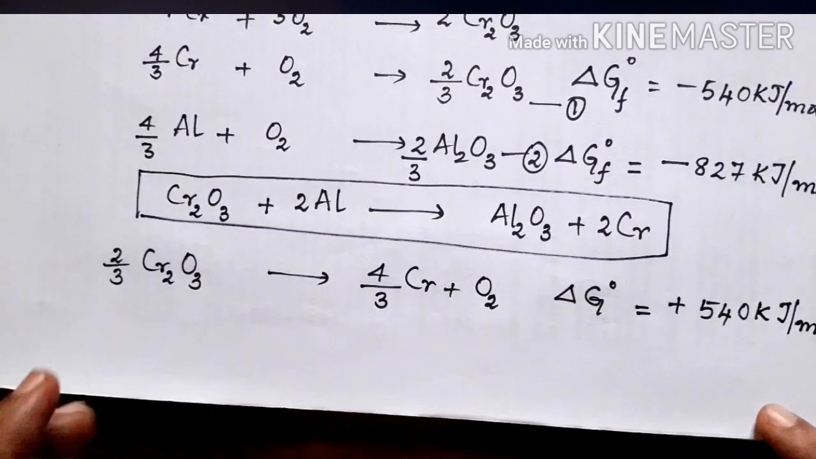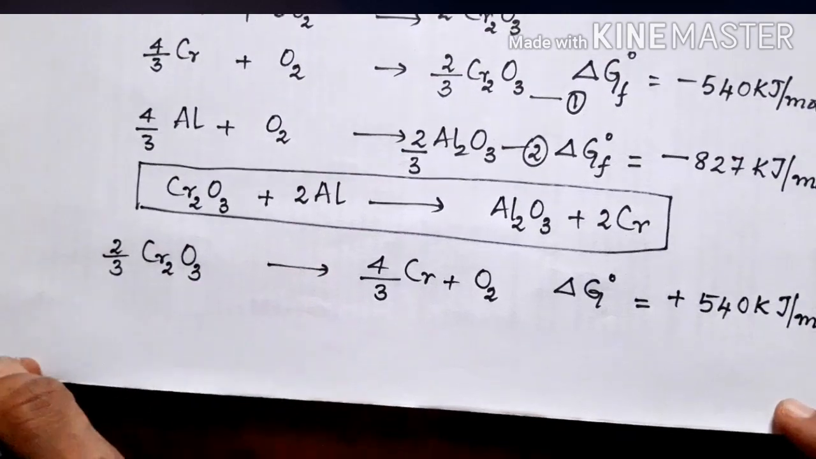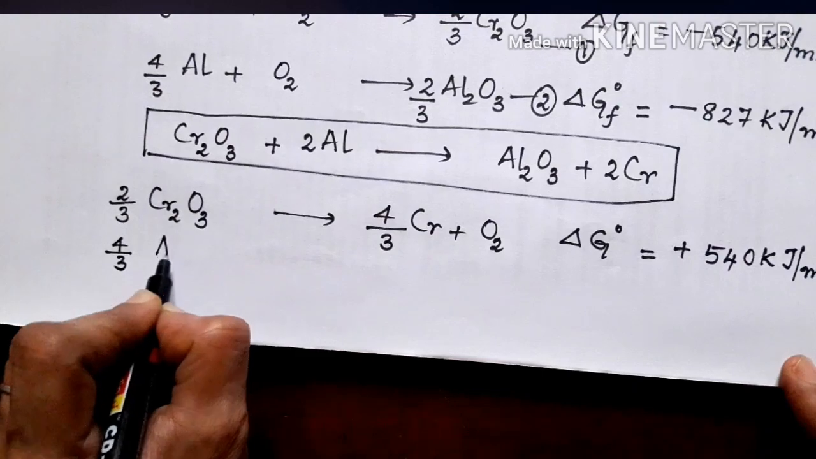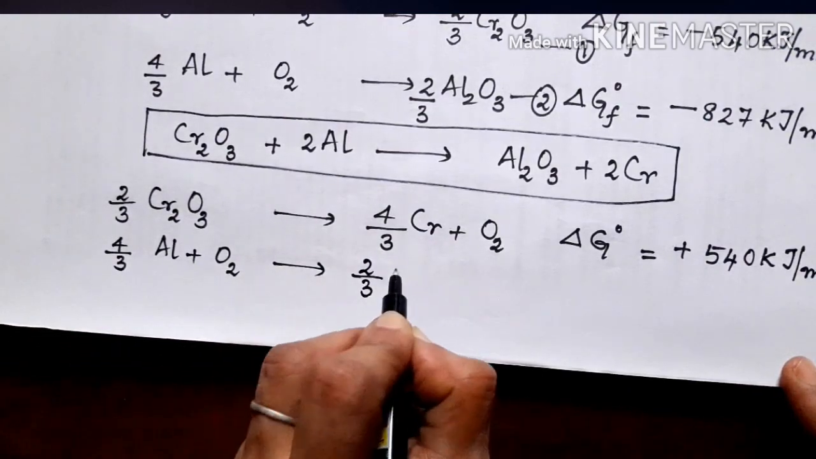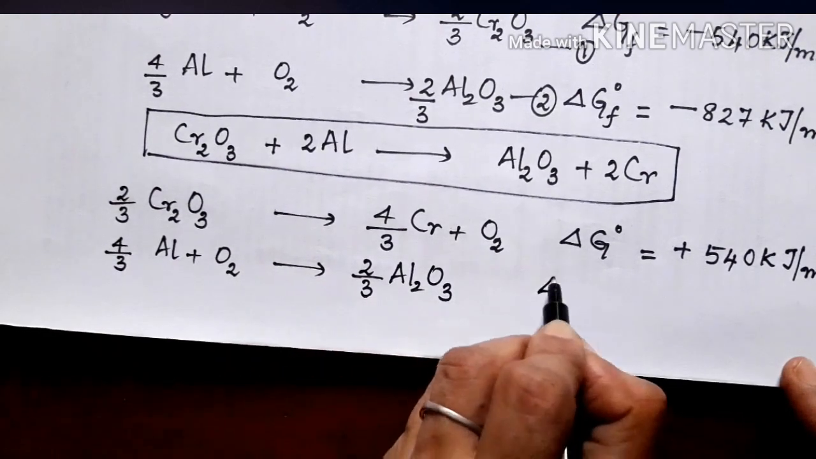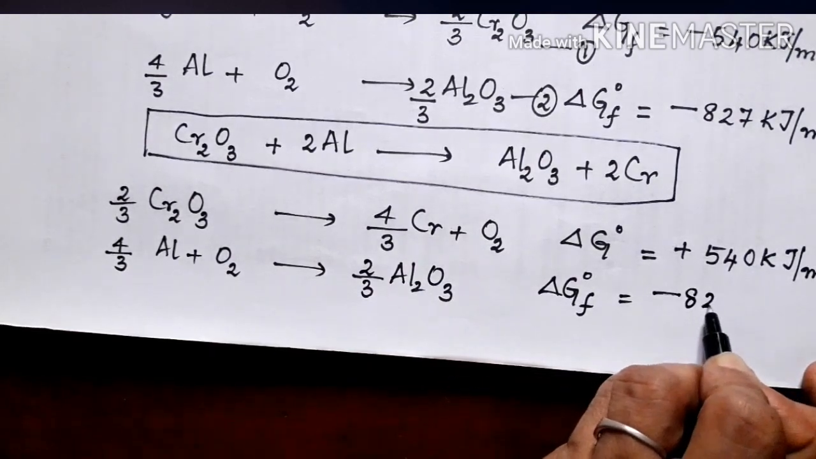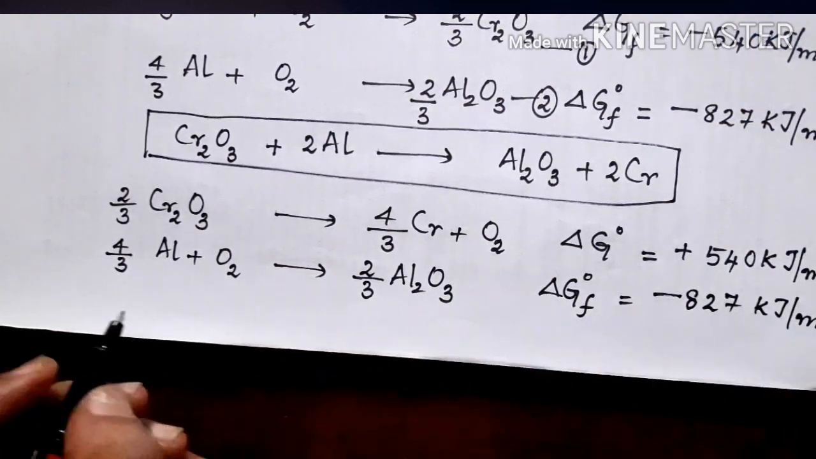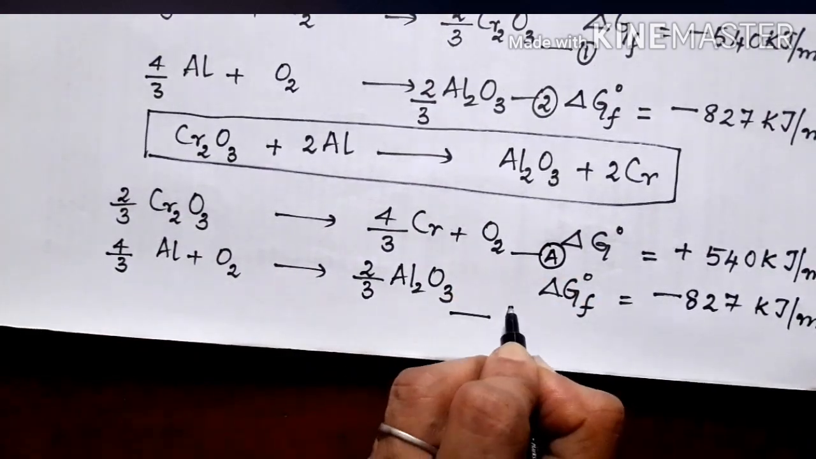The second equation we require is aluminium on the left side. So you find that this equation can be retained: 4 by 3 Al plus O2 giving 2 by 3 Al2O3, and delta G0 formation is equal to negative 827 kilojoules per mole. I hope it is clear. So this becomes your first equation and this is your second equation.